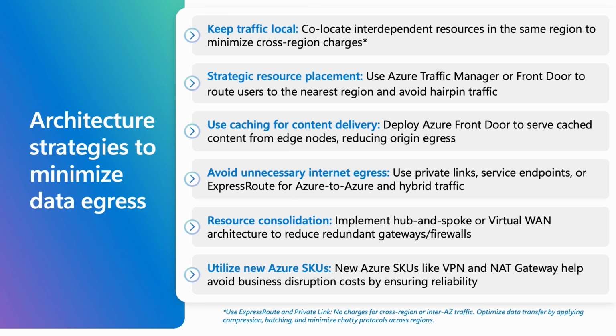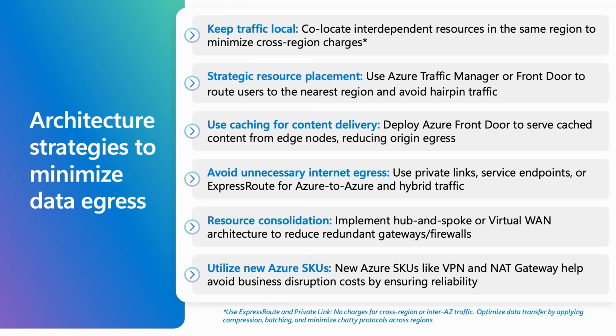Consolidate resources where it makes sense. Implement hub and spoke or vWAN architectures to reduce redundant gateways and firewalls. When done correctly, consolidation helps you avoid duplicate charges and simplifies management. Utilize new Azure SKUs that are available for networking services. Take advantage of new VPN and NAT gateway SKUs, which are designed to ensure reliability and help avoid business disruption costs. These newer options may better fit your network architecture and be more cost-effective for scalable, secure connectivity. These strategies can reduce costs without sacrificing performance or reliability.